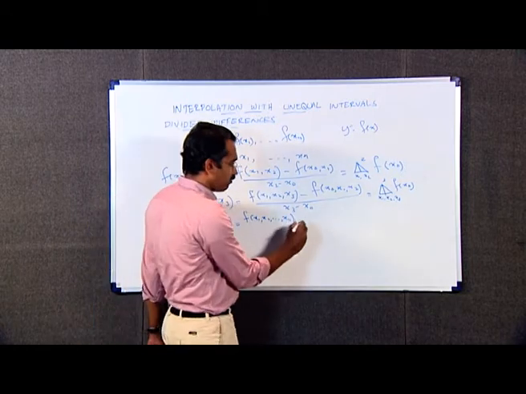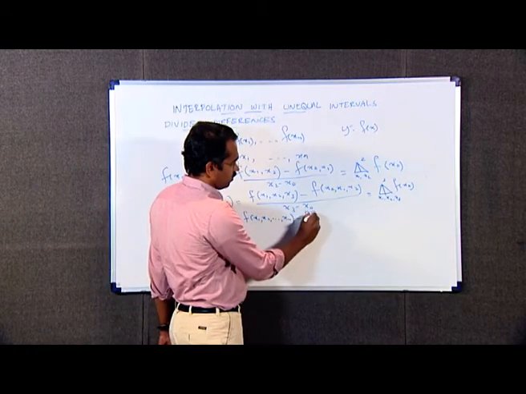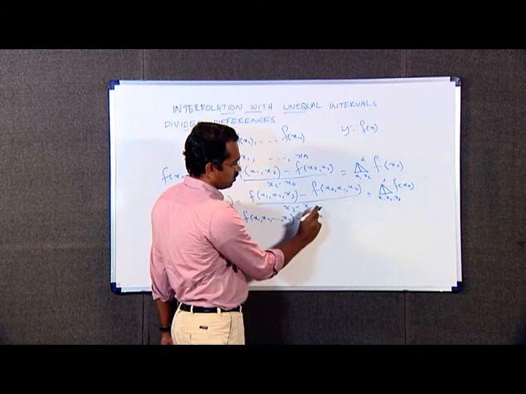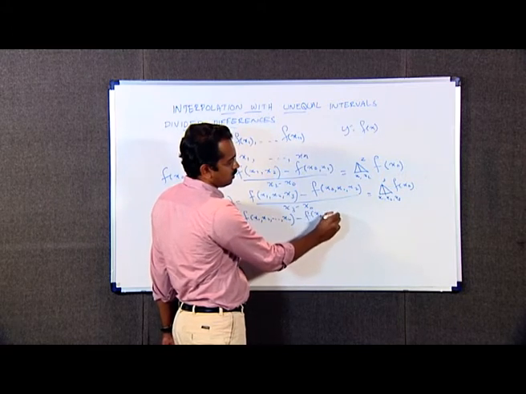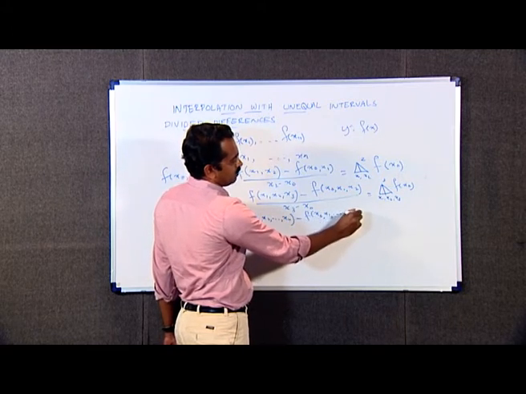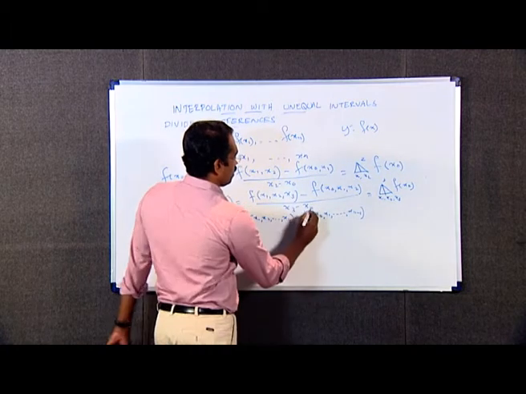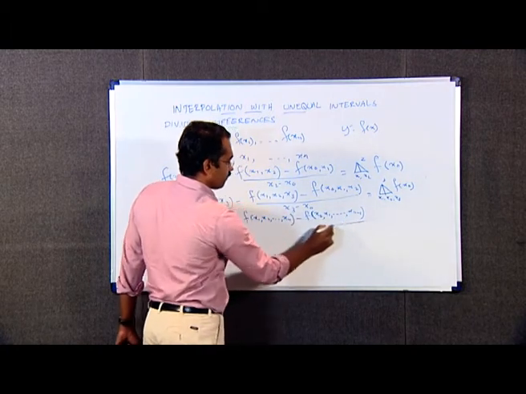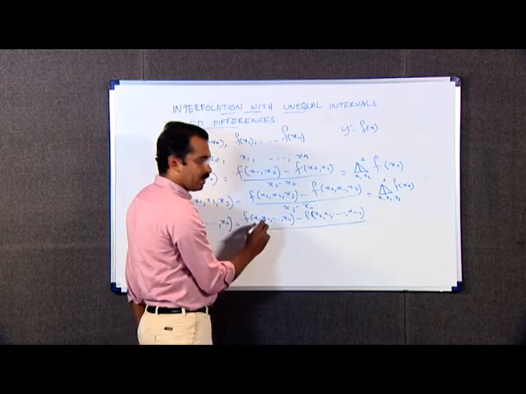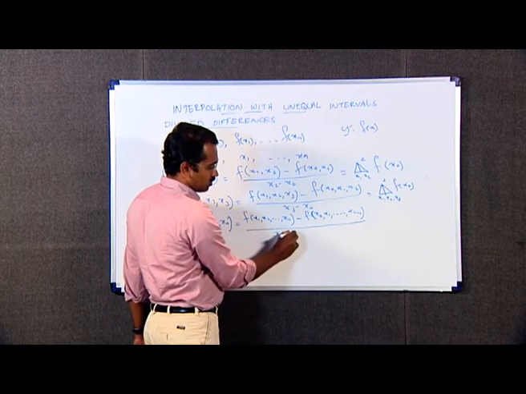minus f of x naught, x 1, x 2 etc. x n minus 1 divided by x n minus x naught.